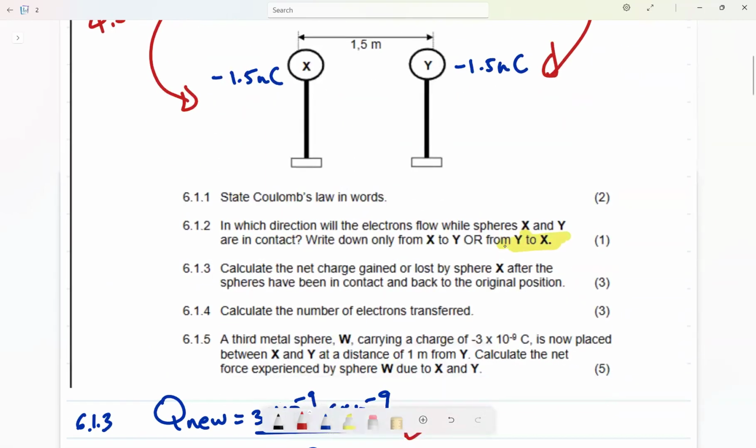Between X and Y, okay? Between X and Y at a distance of 0.1 meters from Y. Therefore, it means this one will be 0.5 meters.